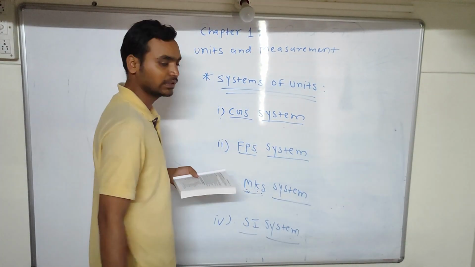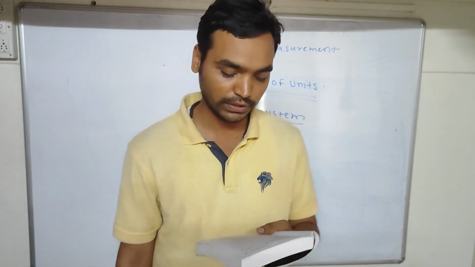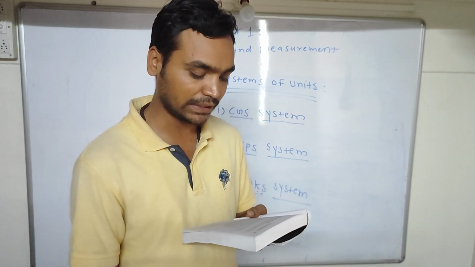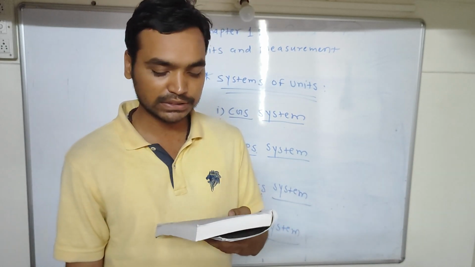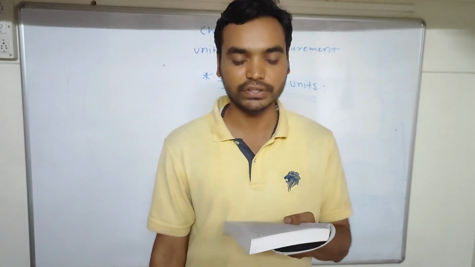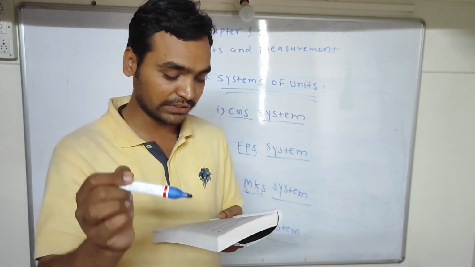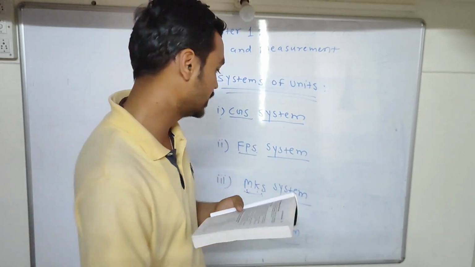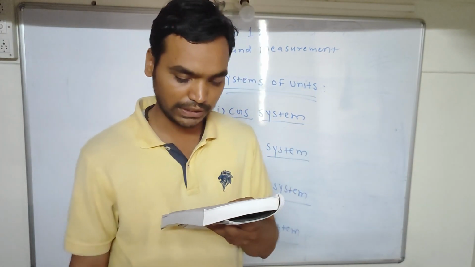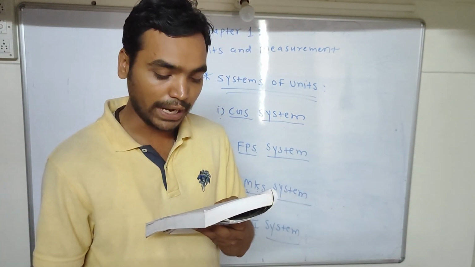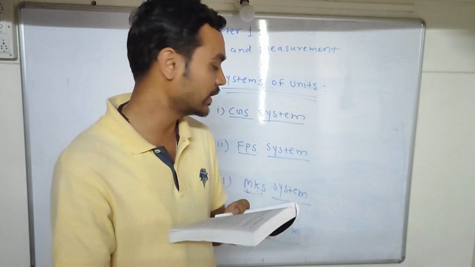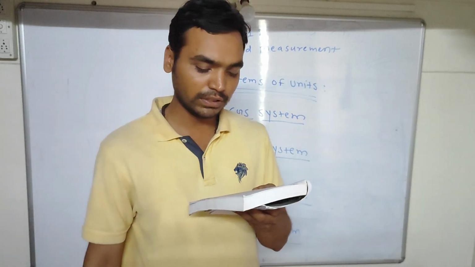Then SI system. Here in the SI system, we have to see the system of units which is accepted internationally for measurement. International units, abbreviated as SI. This system contains 7 fundamental units and 2 supplementary fundamental units.